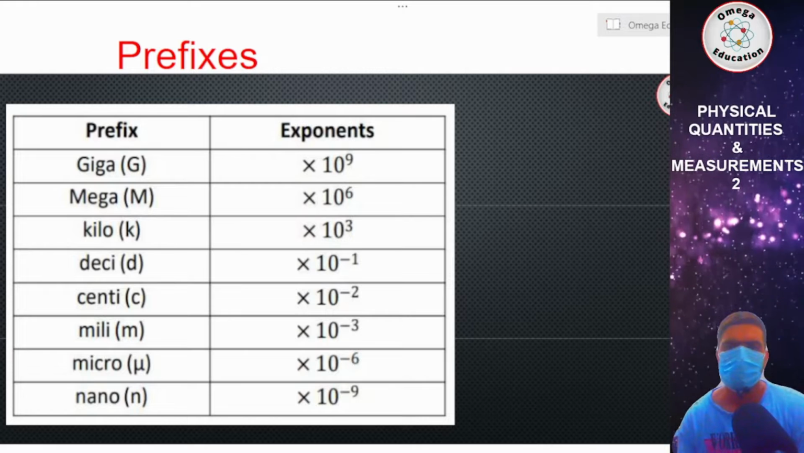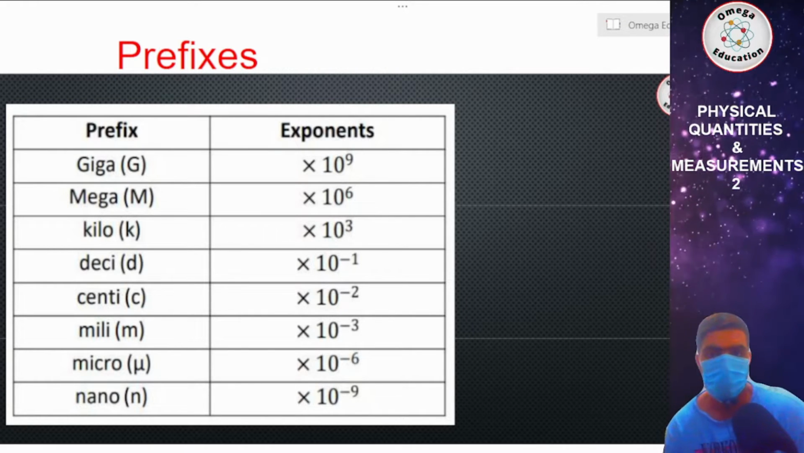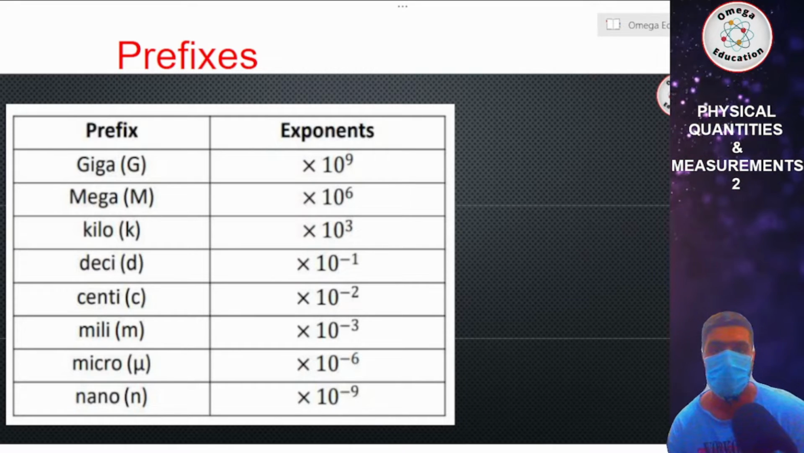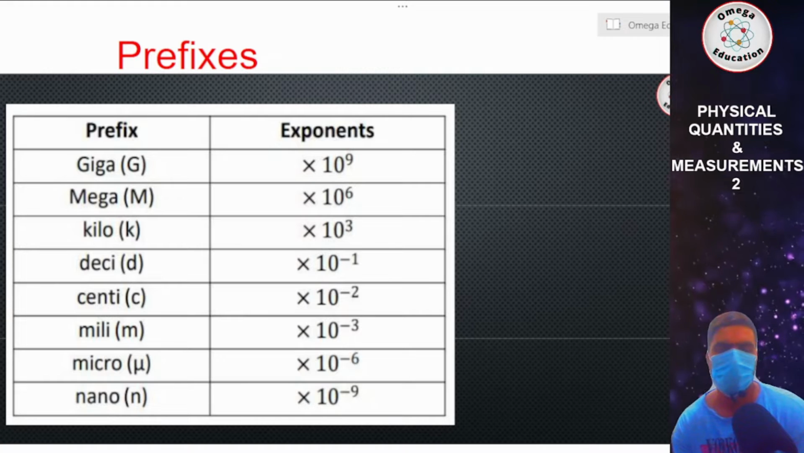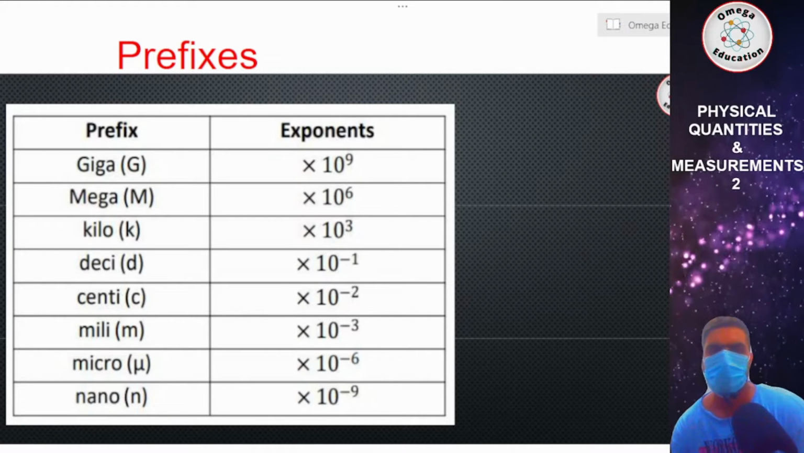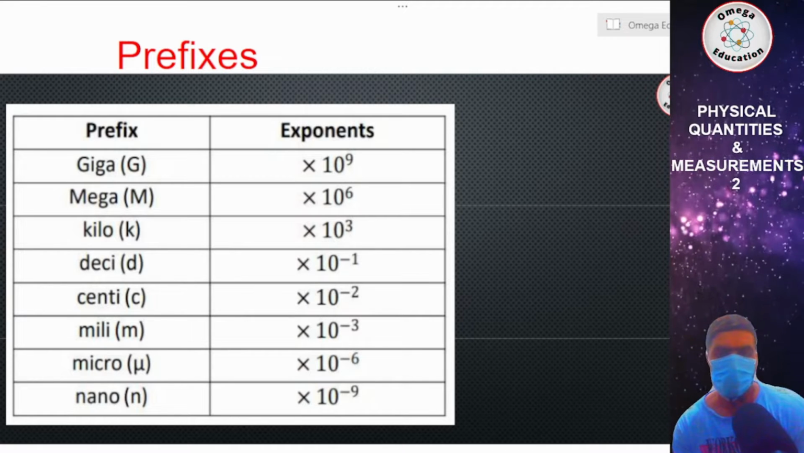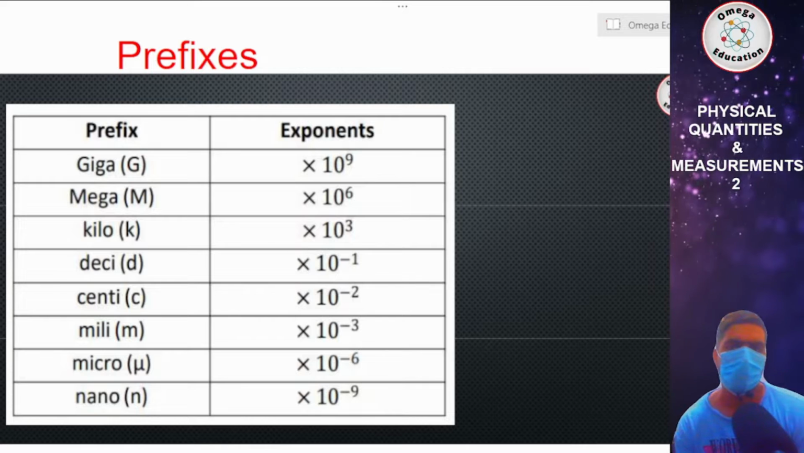So this is the second part of chapter number 1, physical quantities and measurements, and in this one primarily we are looking at the concept of prefixes, and we'll be solving some examples of especially three different ways in which they can ask you a question related to prefixes.